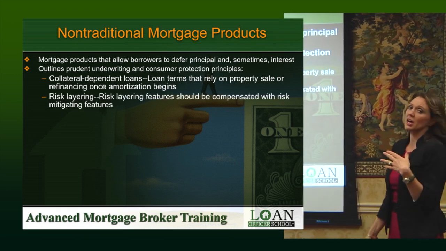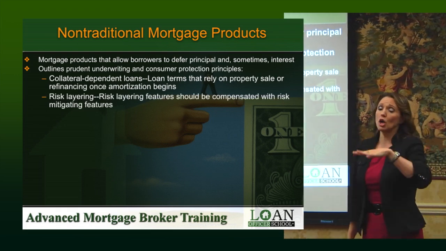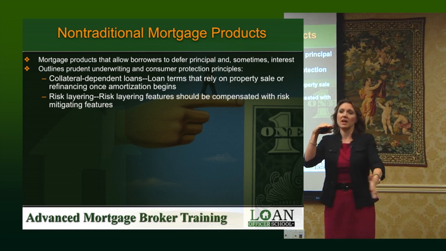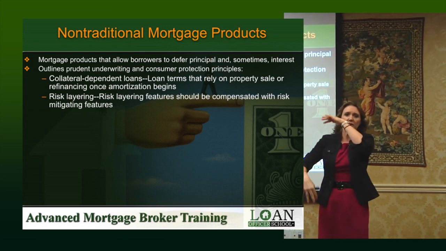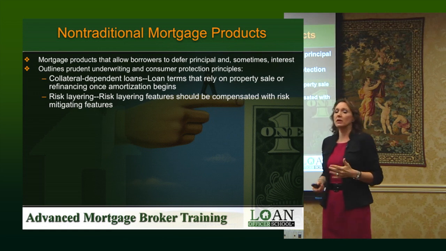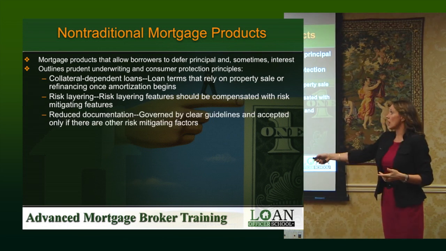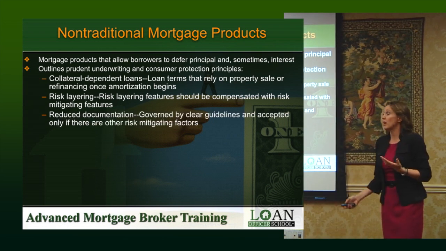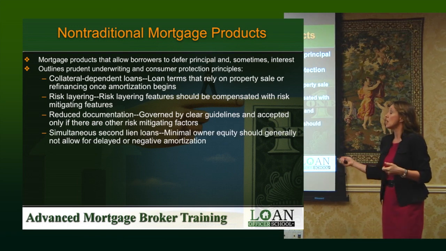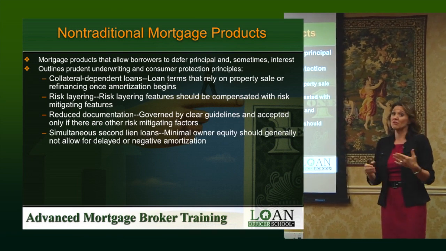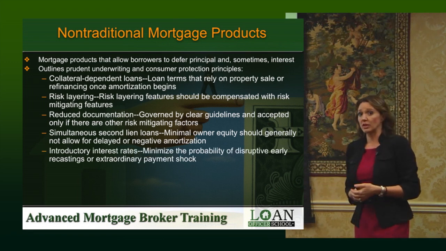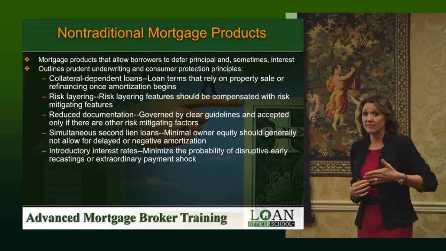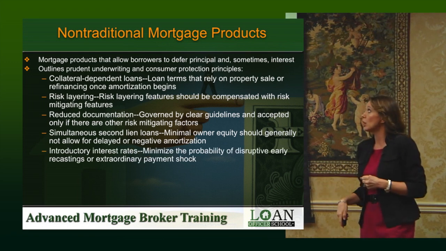Risk layering, I talked to you about that before. Low credit scores, bad credit, high debt ratios, not proving income, risk, and we were just piling it all on top of each other. Reduced documentation, you have higher prices in order to do those types of loans. A first and a second mortgage, so you have no room for equity. Introductory interest rates, these are your hybrid loans, ones that have a rate that changes later on down the road.